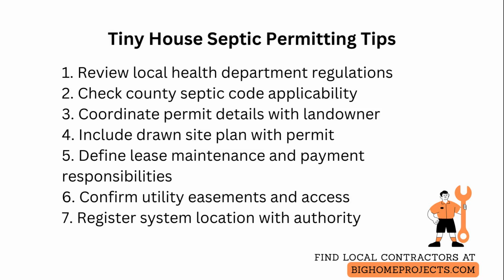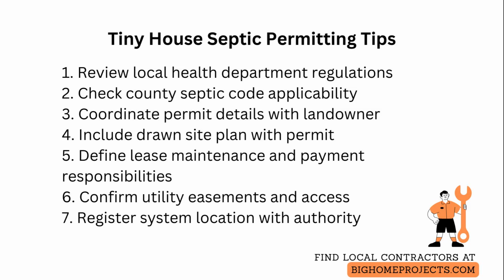Start by reviewing the local health department regulations and the county septic code to determine whether a tiny house is treated like an accessory dwelling, a dwelling unit, or a structure with reduced occupancy. Coordinate with the landowner early so the permit application lists the correct owner or responsible party and includes a drawn site plan showing the proposed septic tank, drain field, and any reserve area.